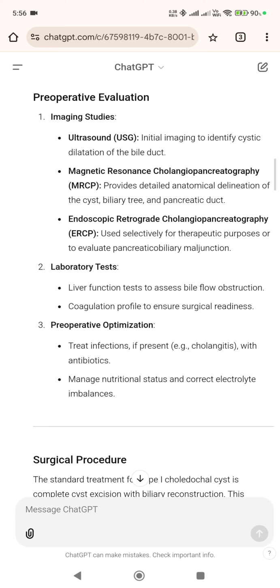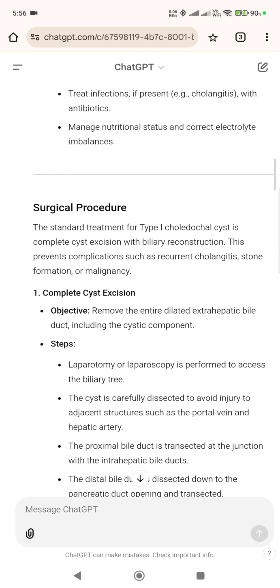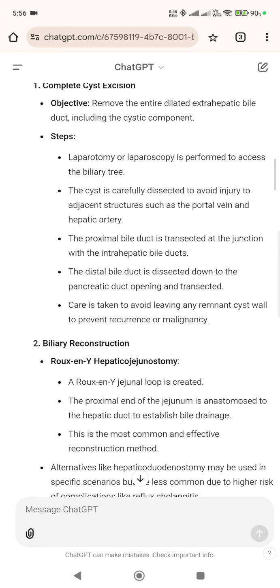Surgical procedure. The standard treatment for type 1 choledochal cyst is complete cyst excision with biliary reconstruction. This prevents complications such as recurrent cholangitis, stone formation, or malignancy. 1. Complete cyst excision. Objective: remove the entire dilated extrahepatic bile duct, including the cystic component.